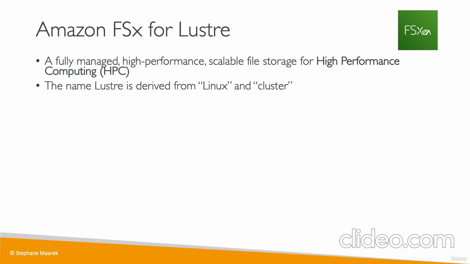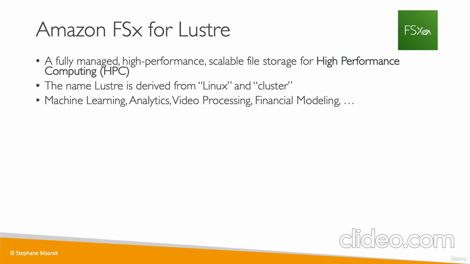Maybe it's a way for you to remember what Amazon FSx for Lustre is. This allows you to run a lot of use cases for high performance computing, such as machine learning, analytics, video processing, financial modeling, and it scales to extremely high traffic in terms of hundreds of gigabytes per second of data exchanged, millions of IO operations per second, sub-millisecond latency, so it's really a high-performance file system.